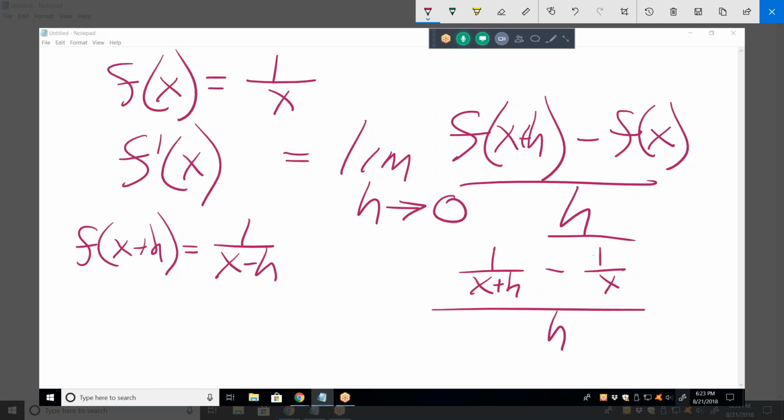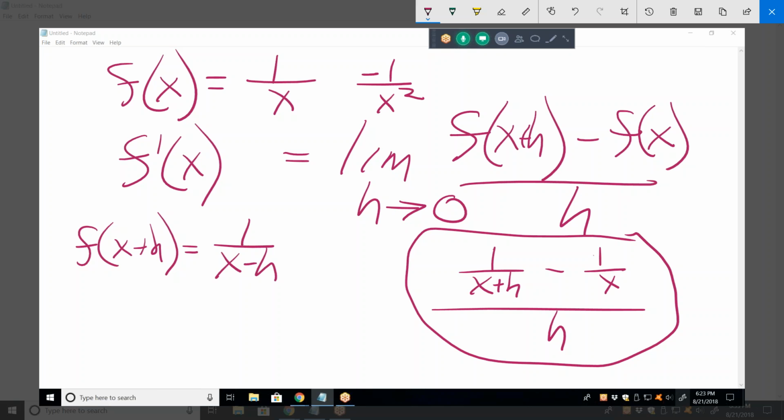But we would do this problem very much like we did the previous one. With the common denominators, the h's are going to cancel out, and you're going to end up with negative 1 over x squared as the first derivative of that.